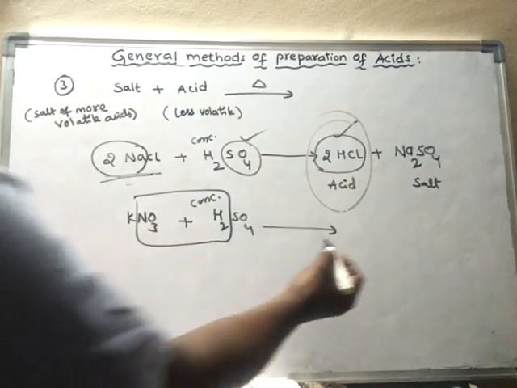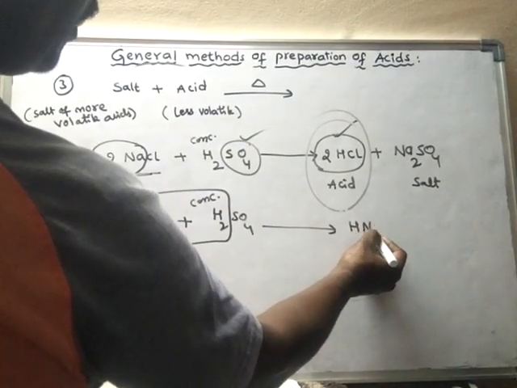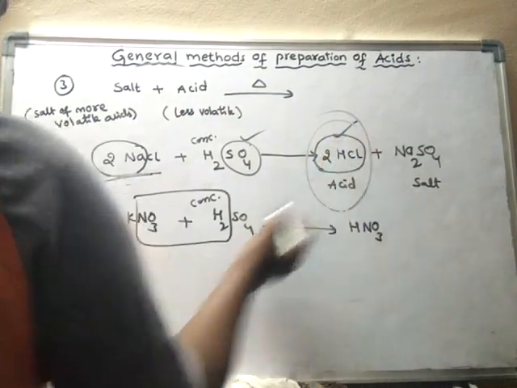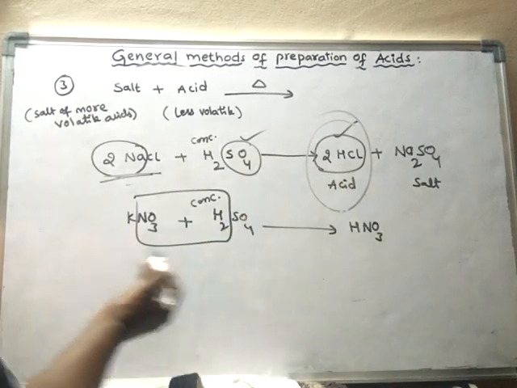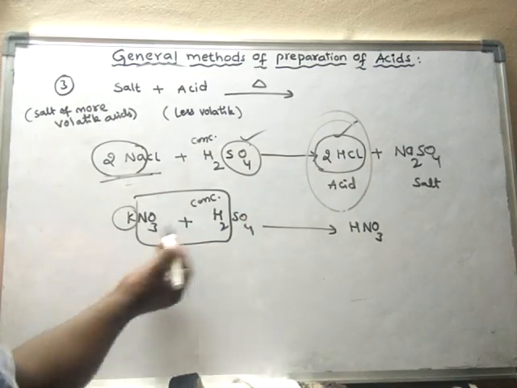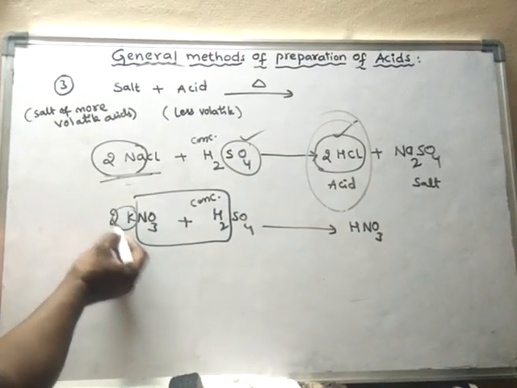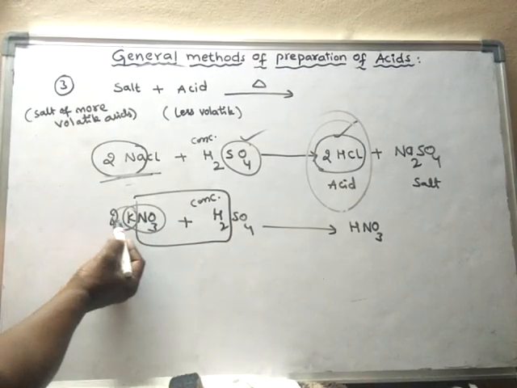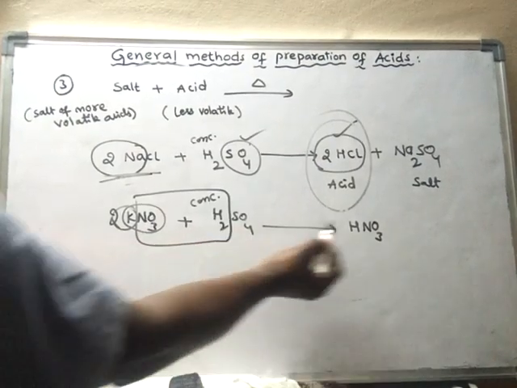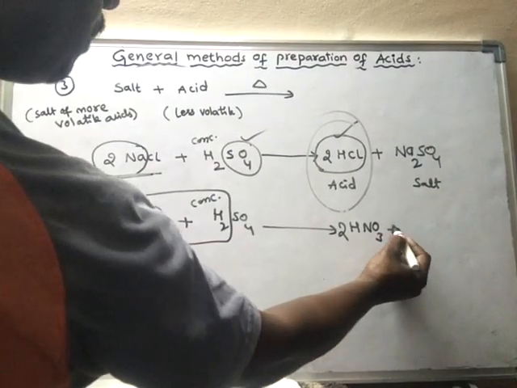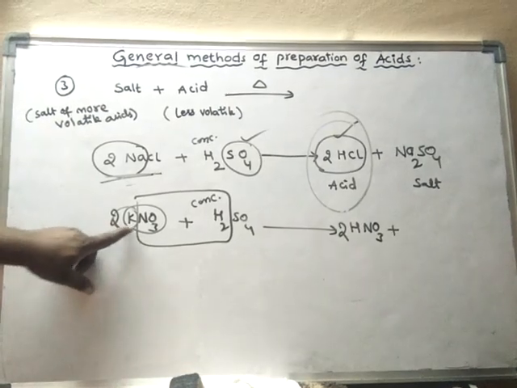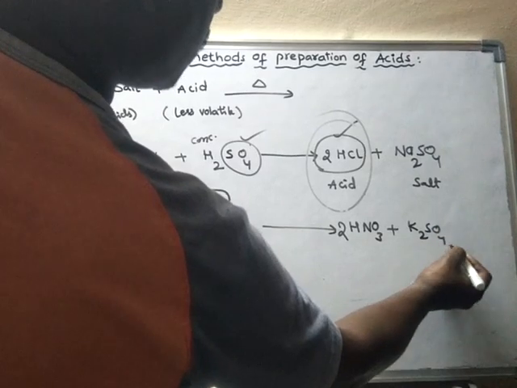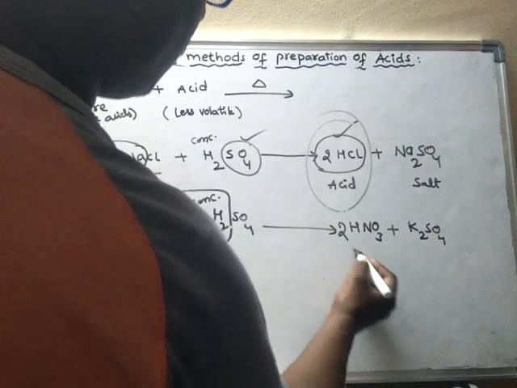Every hydrogen requires one NO3 to form HNO3 acid. These are more volatile acids. So what is left over? Potassium. But here two hydrogens are there, so I will take two KNO3. So 2 NO3 and 2 hydrogens form 2 HNO3, plus what is left over: 2 potassiums and 1 sulfate. So it forms K2SO4. What is this one? This is an acid.